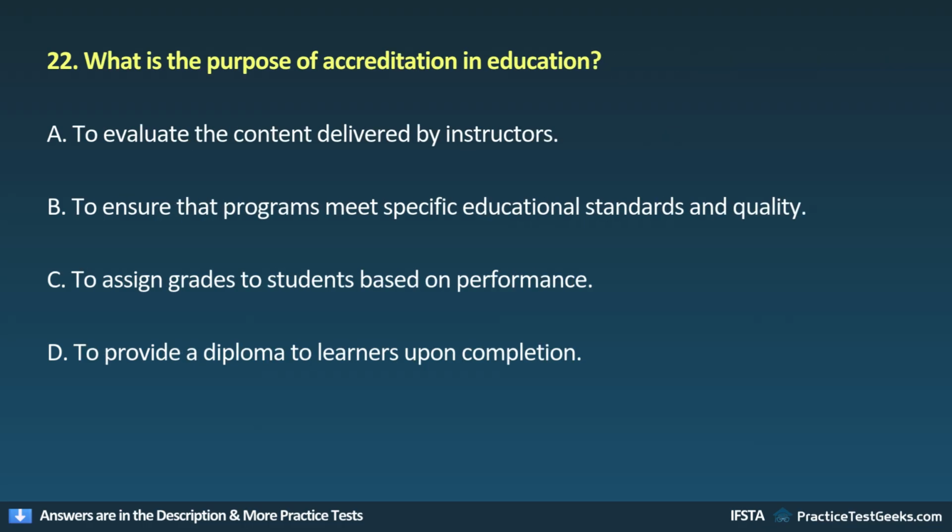22. What is the purpose of accreditation in education? A. To evaluate the content delivered by instructors. B. To ensure that programs meet specific educational standards and quality. C. To assign grades to students based on performance. D. To provide a diploma to learners upon completion.